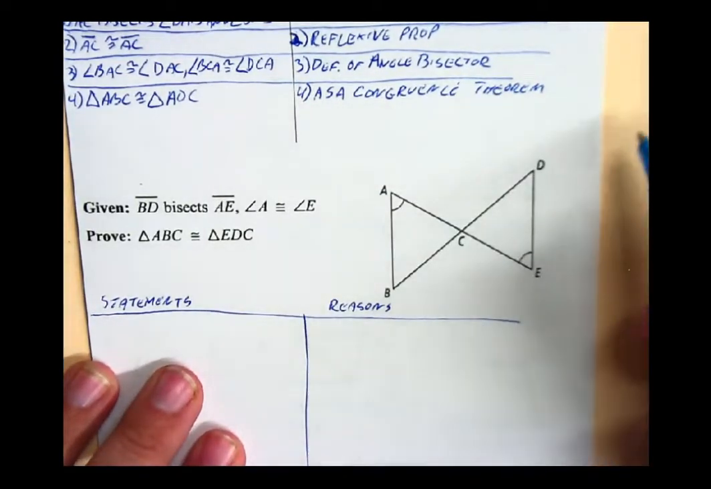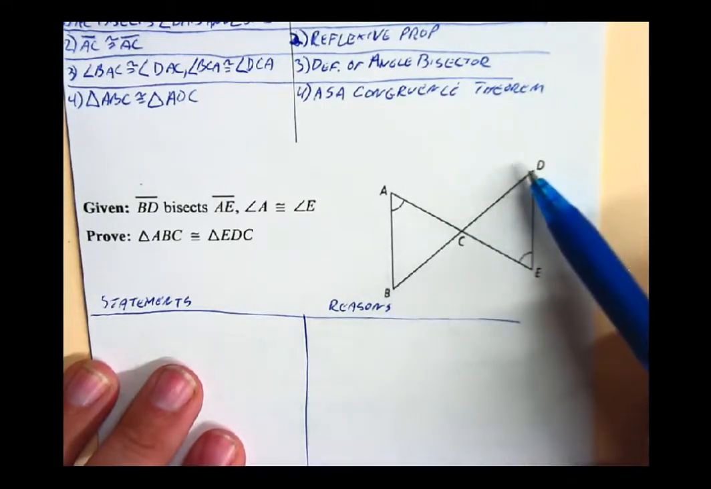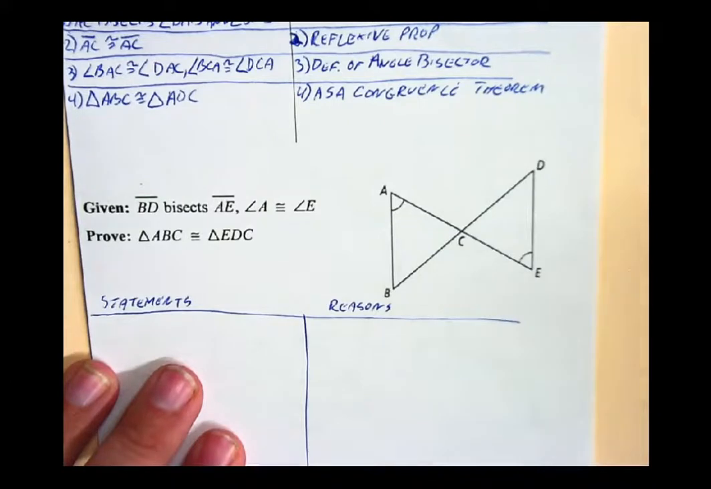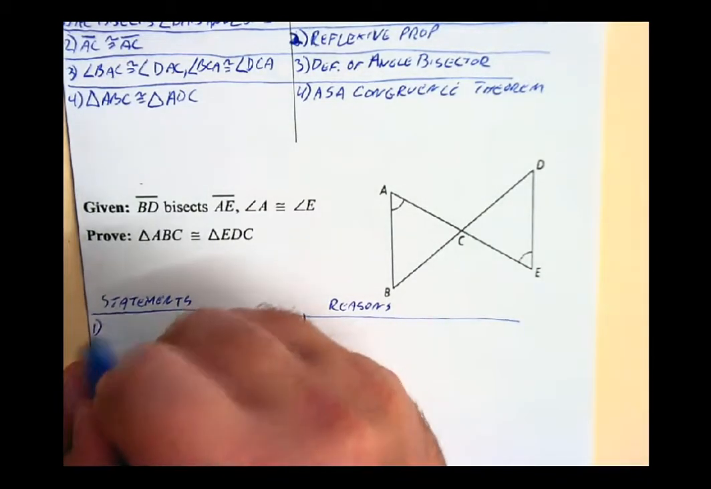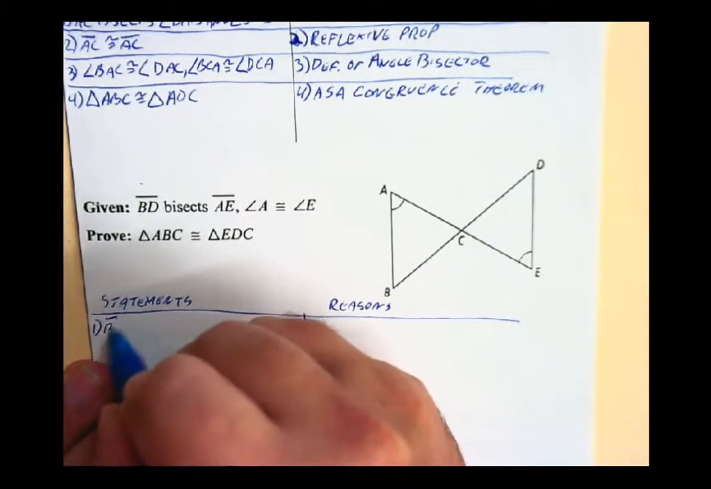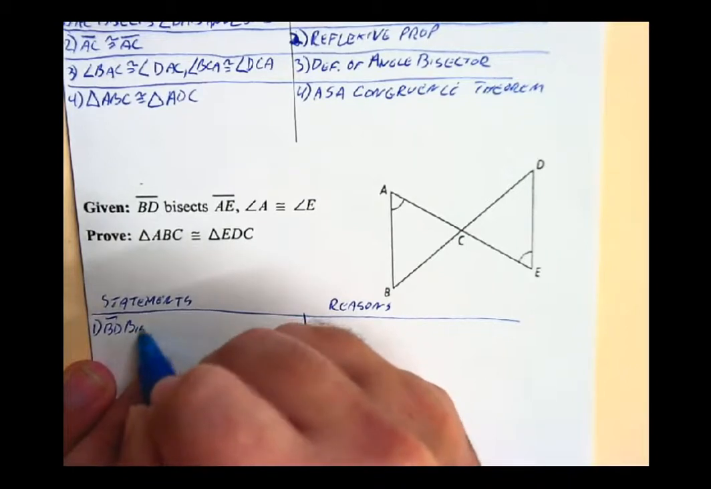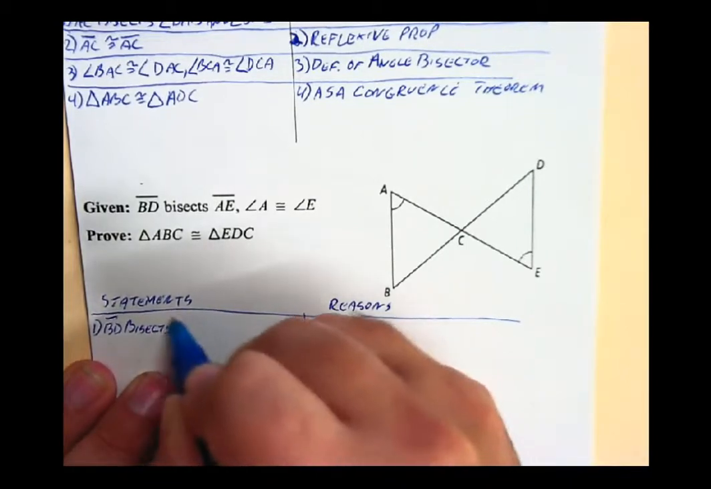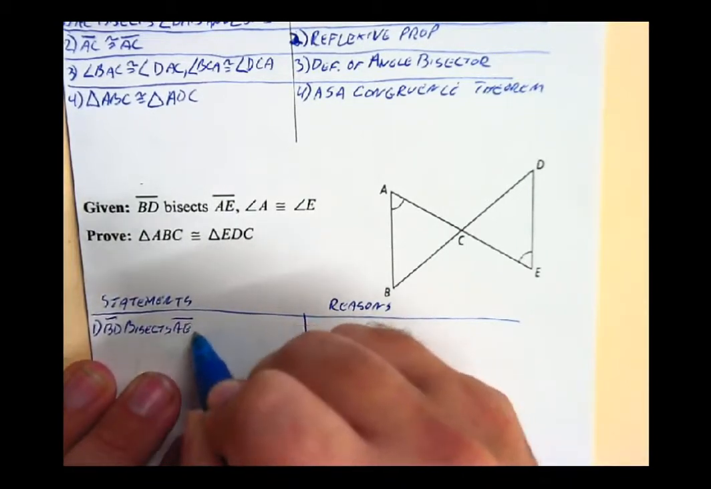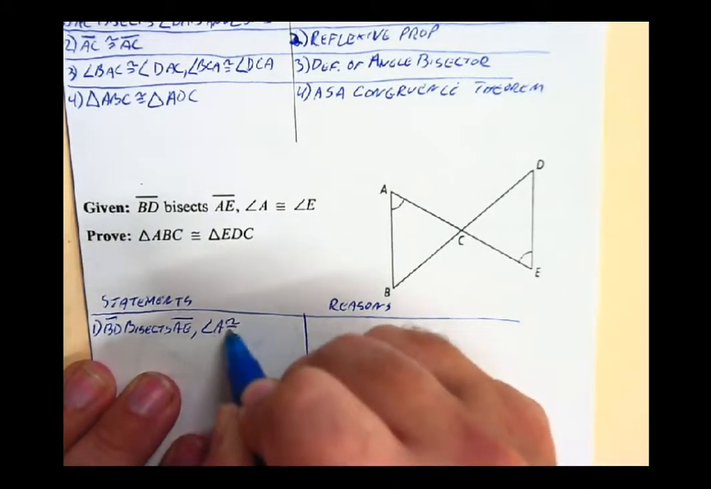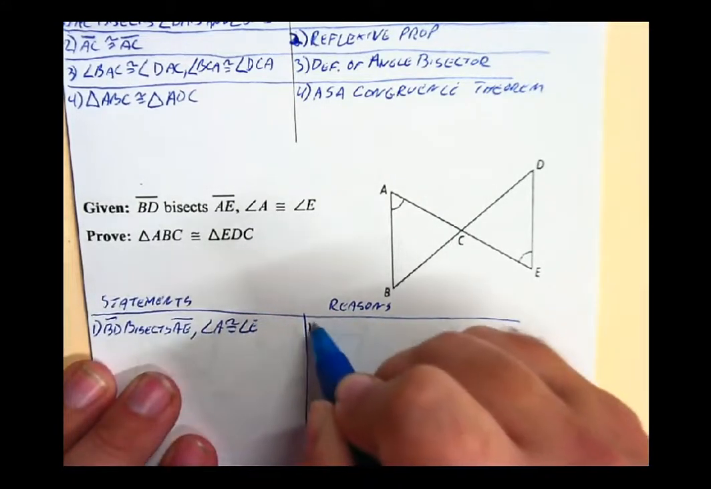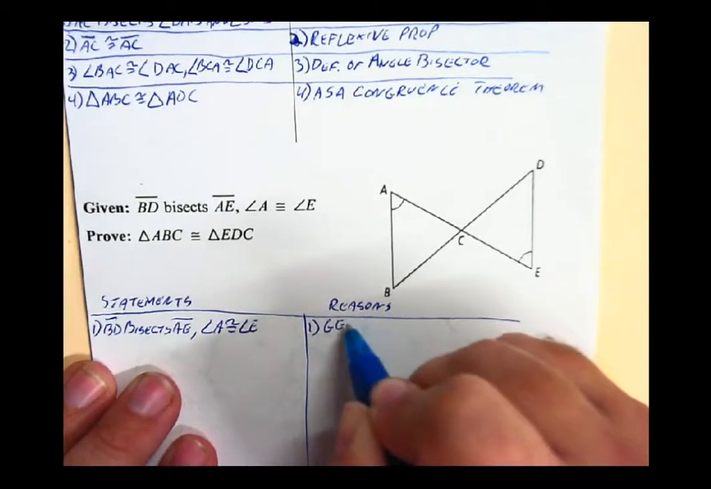Okay, so what are we given? We are given that segment BD bisects segment AE. We are given that angle A is congruent to angle E. I'm going to go ahead and write that down, and then I'll start planning stuff out. So BD bisects segment AE. Angle A is congruent to angle E. I know this because it was given to me. Given.